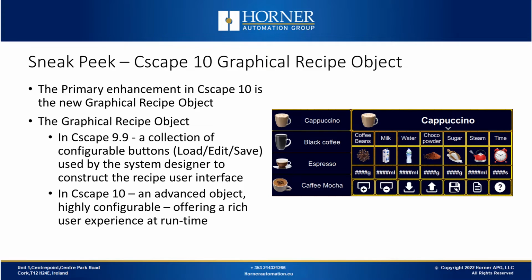The primary enhancement in Cscape 10 when it comes to recipes is a new and improved graphical recipe object. Now in Cscape 9.9, the graphical recipe object is a collection of configurable buttons such as load, edit, save, etc., which you use along with regular data objects to build your own user interface from scratch so the operator can manage recipes. In Cscape 10 we have a new graphical recipe object, which is a single advanced object that's highly configurable and offers a great feature-rich user experience at runtime.